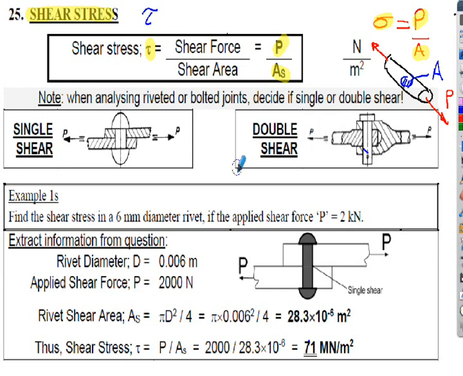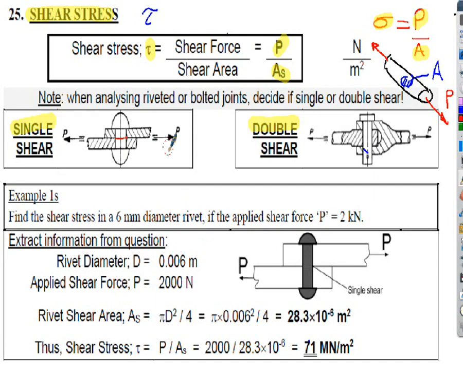But as I mentioned in the previous slide, we need to be careful with shear, because you can have a single shear joint or a double shear joint, and we need to be aware of that in the calculations. If you look at the left-hand diagram here, this is a single shear joint. We've got a rivet going through two pieces of material, and to fail this joint we would have to break the rivet in this one place here.